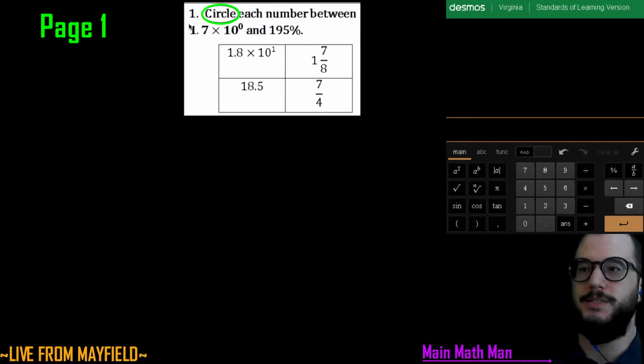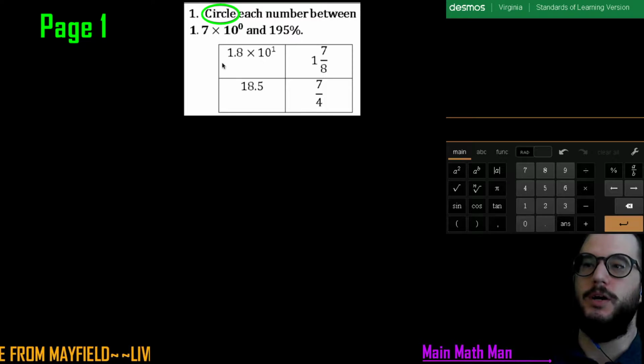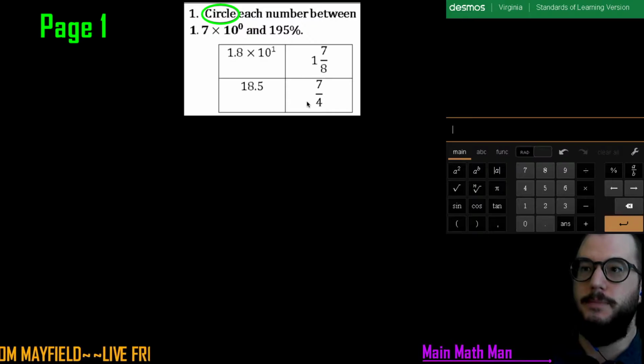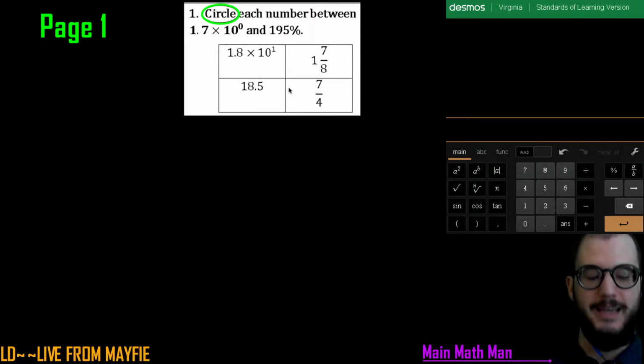So for this first one, it says circle each number between 1.7 times 10 to the 0 power and 195%. So you're trying to figure out, okay, which of these four values would go between these two numbers. So let's go ahead and figure out what those two numbers are going to equal.